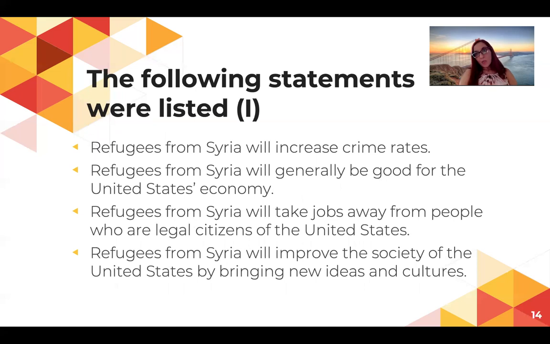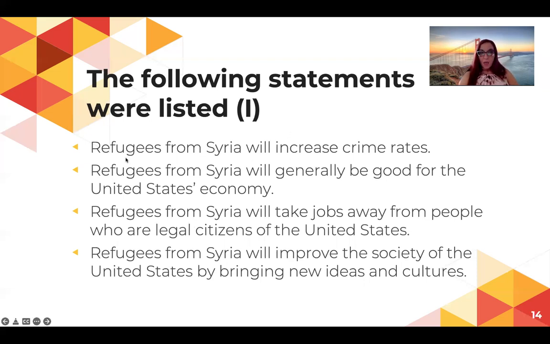What kind of statements did we list in this scale? So we modified the measurement that already existed on national identity, and then we created the following items. Refugees from Syria will increase crime rates. Refugees from Syria will generally be good for the United States economy. Refugees from Syria will take jobs away from people who are legal citizens of the United States. So these are some statements. So we asked people to state whether they agree or disagree with these statements.